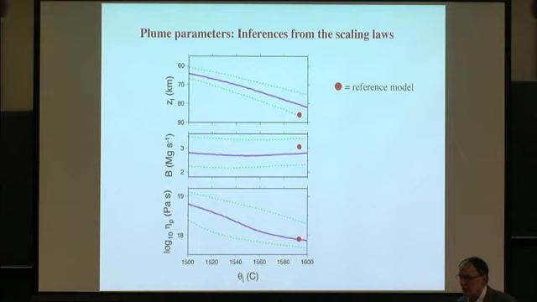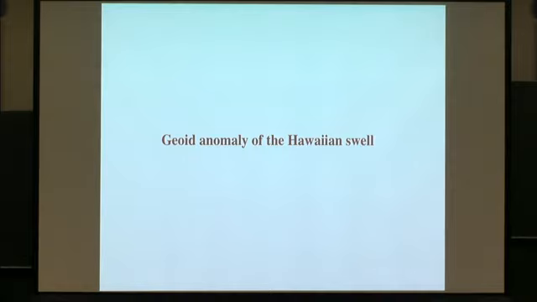So let me turn now to the geoid anomaly. You noticed when I said there were three robust constraints on our inversion, I didn't mention anything about the geoid, because the geoid is a very controversial thing, very difficult to analyze, and I want to try to give you some sense of that now.